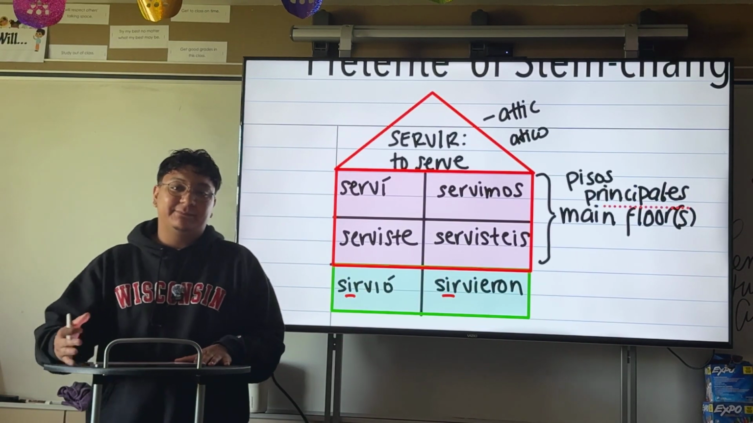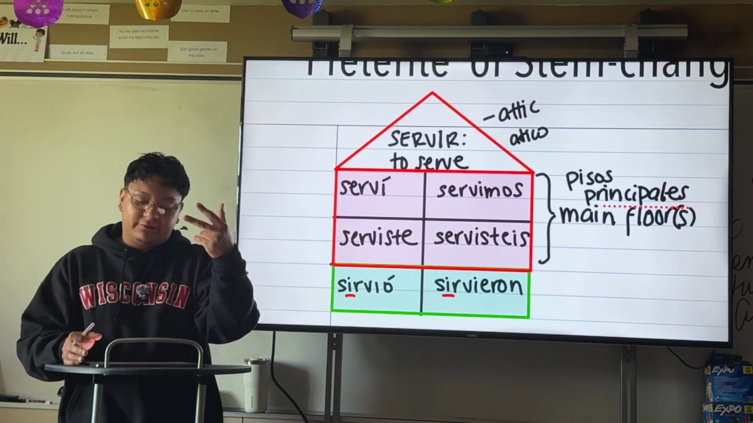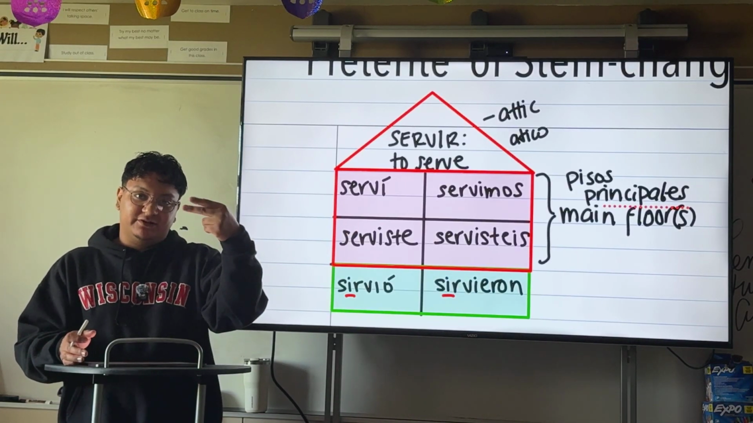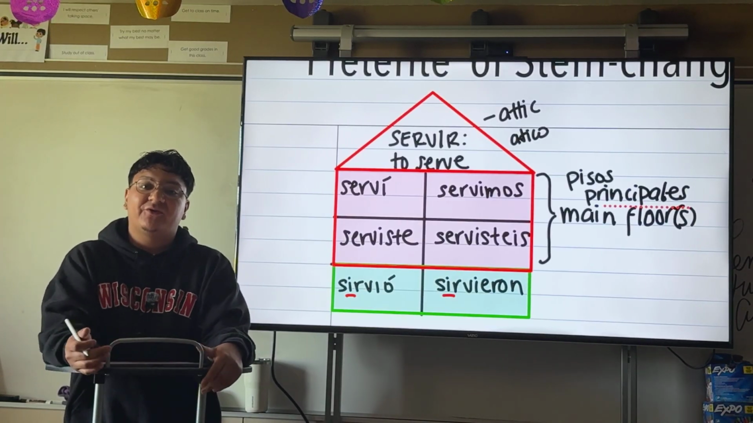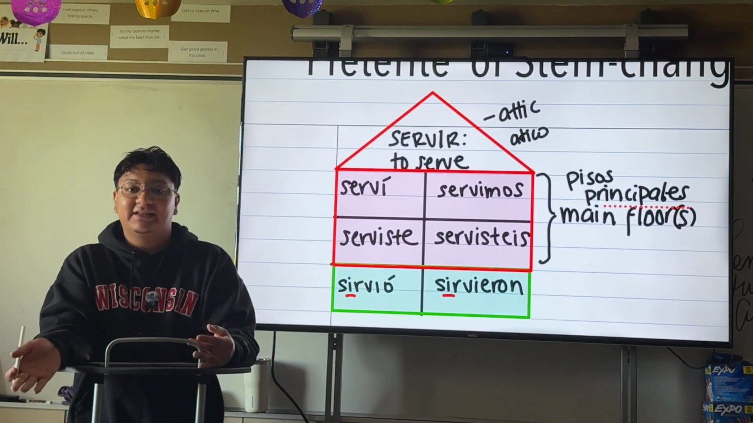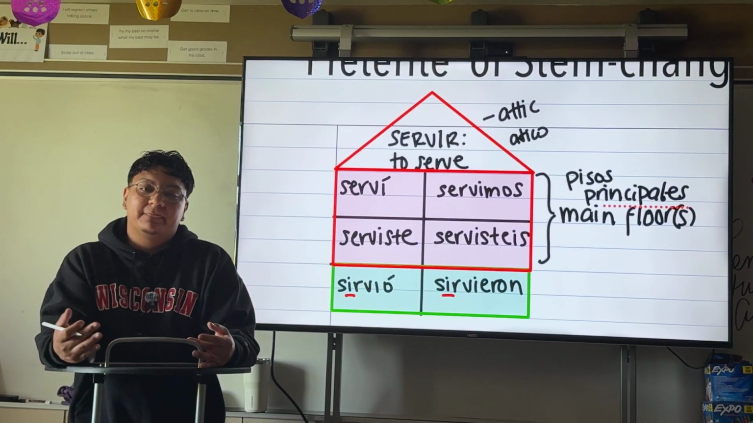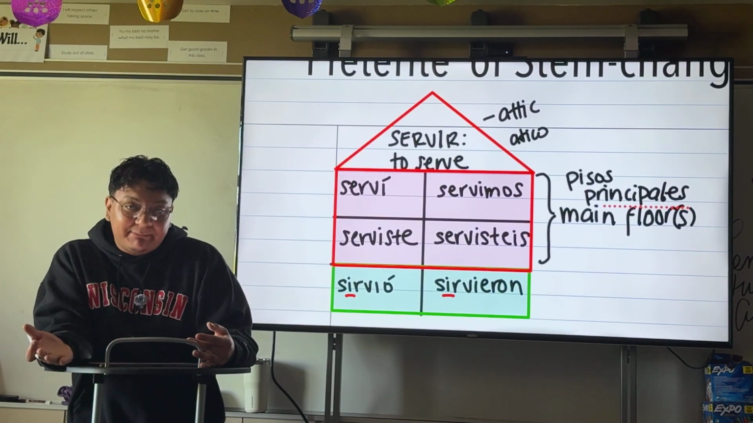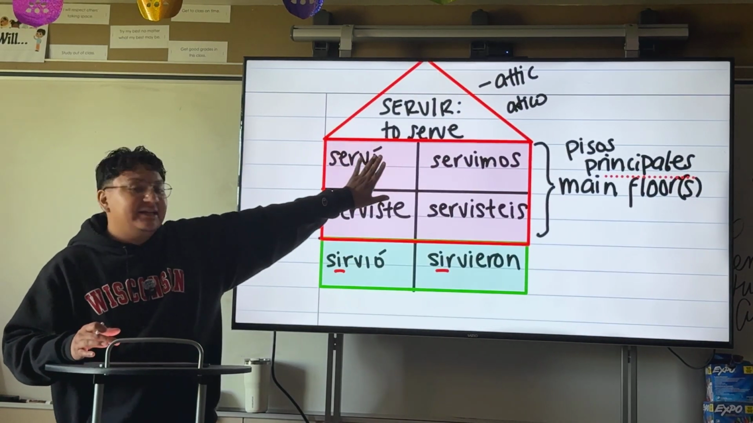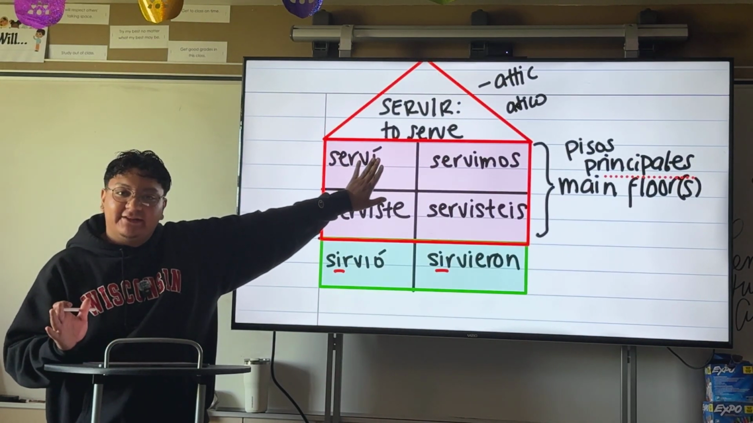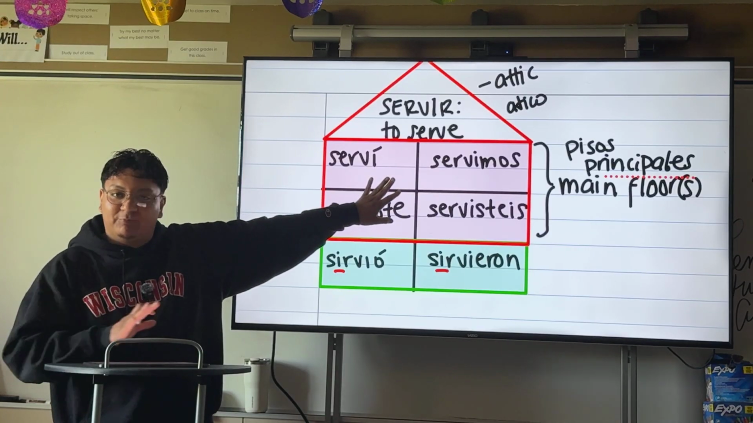Now it's principales because there's two floors, meaning plural. So pisos, floors, plural. Principales, plural. This is actually one of your vocab, like in the word main dish or comida principal. This also looks very nice. We do not want to renovate the floors of our house. We leave that as is.